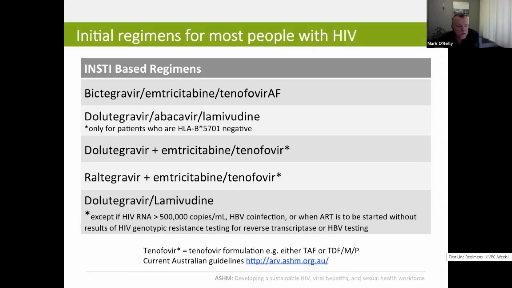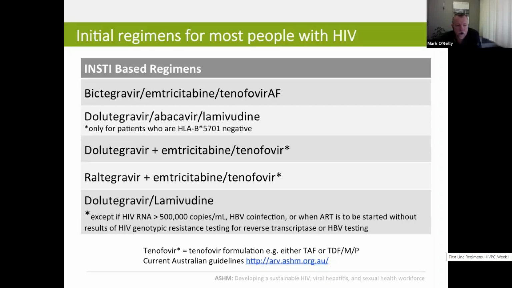And more recently, we alluded to this earlier, there is dual therapy. There is a new fixed dose combination of two agents in one pill, which is called Dovato. Dovato is a combination of dolutegravir and lamivudine in one pill. This has been listed on the PBS in Australia for treatment of treatment-naive individuals with HIV, as long as a couple of requirements are met.